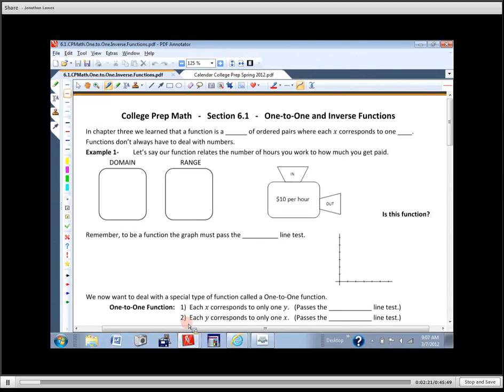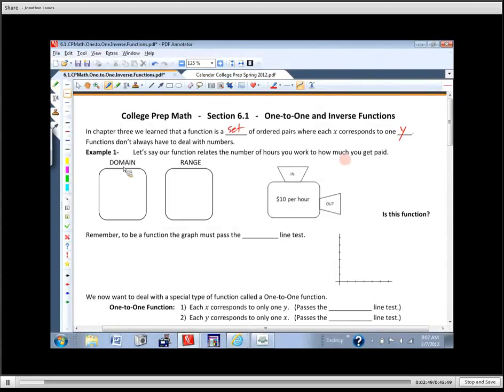Okay? So in Chapter 3, we talked about the fact that a function is a set of ordered pairs where each x corresponds to only one y. So let's remind ourselves of why dealing with a function was important. We liked things that were functions. So the first example that we're going to use is we're going to relate the number of hours you work with how much you get paid. So let's say, for instance, you get paid $10 an hour.